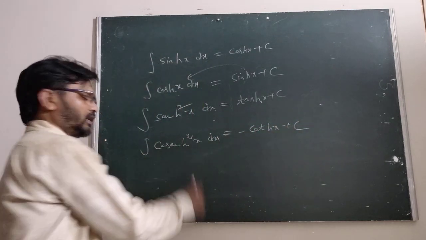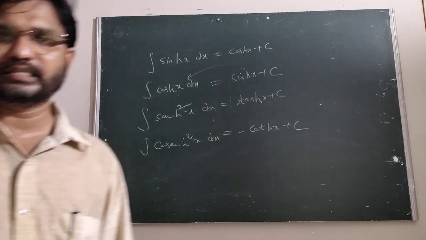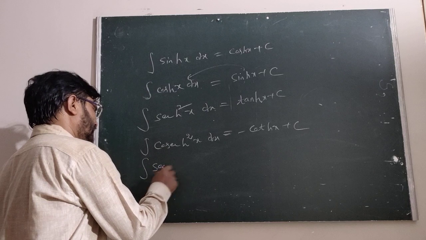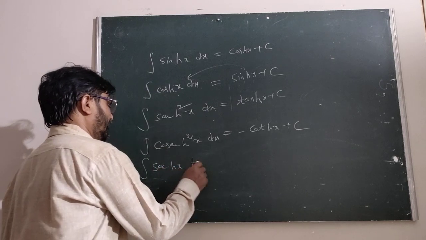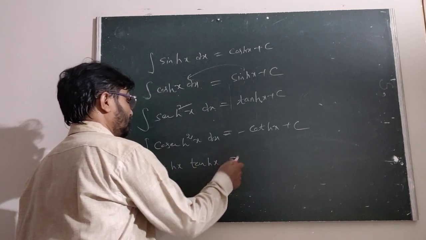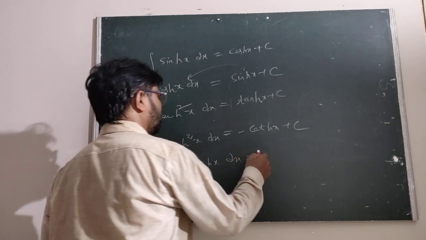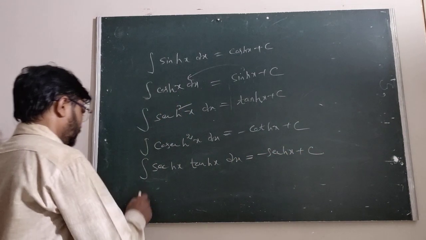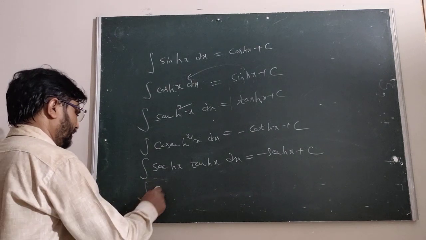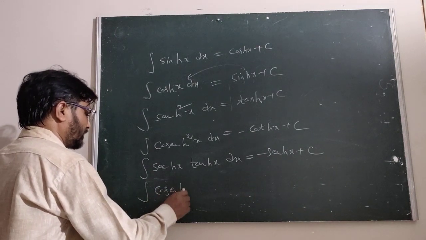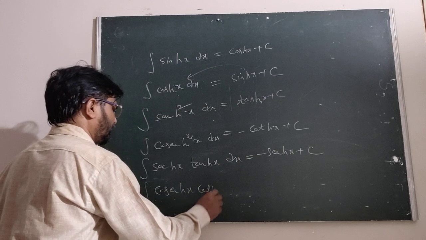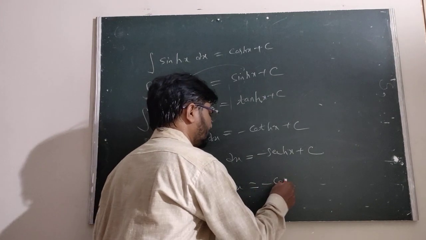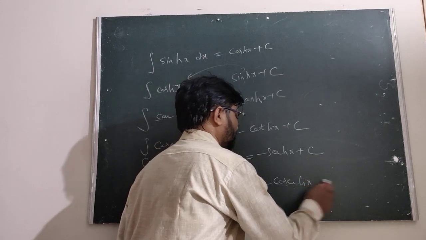The derivative of cot hx is minus cosecant h square x. Then the next one: the integral of secant hx tan hx dx is minus secant hx plus c. Finally, the integral of cosecant hx cot hx is minus cosecant hx plus c.